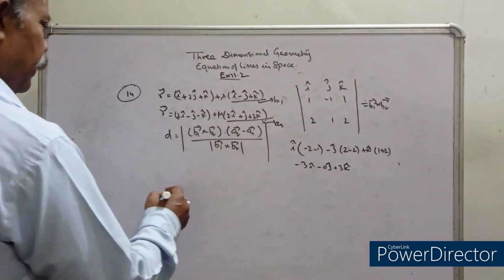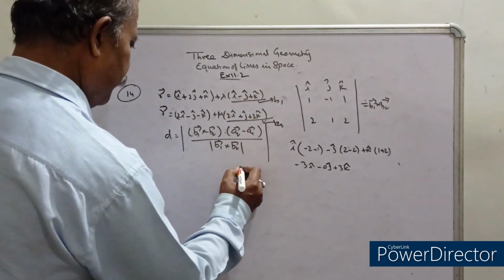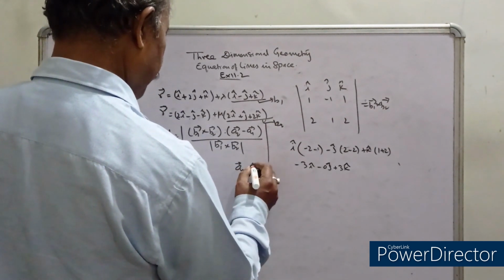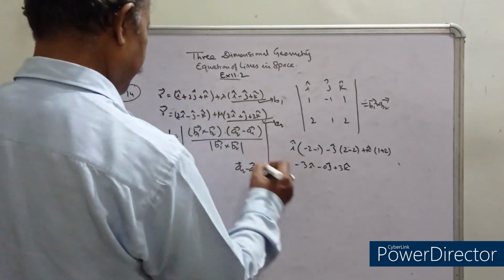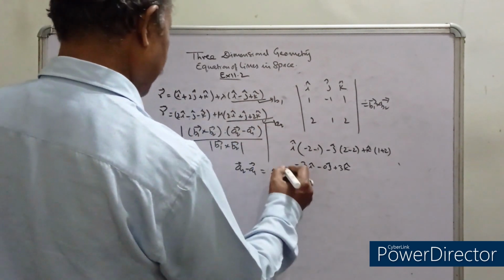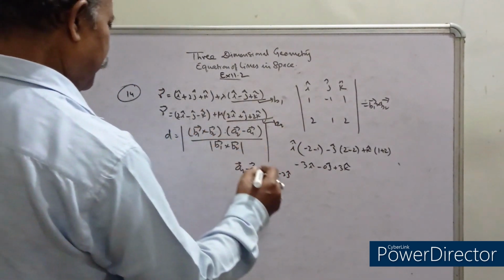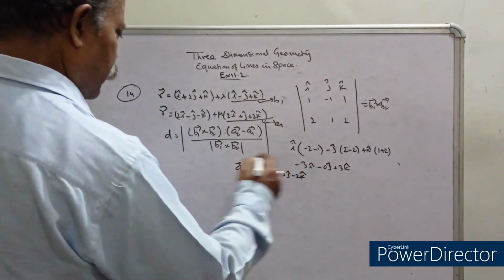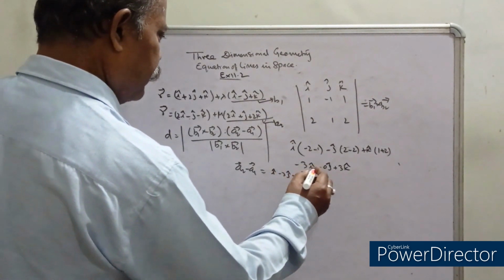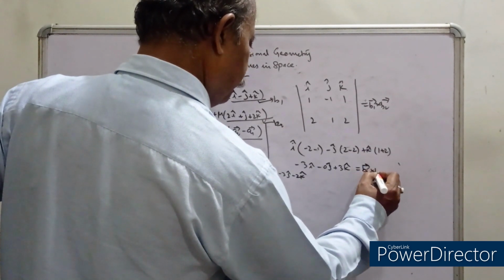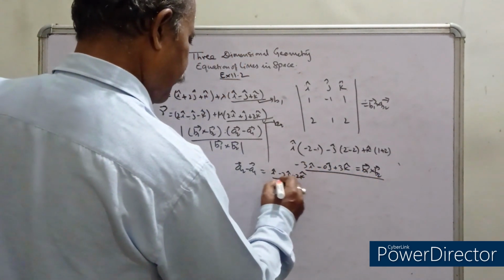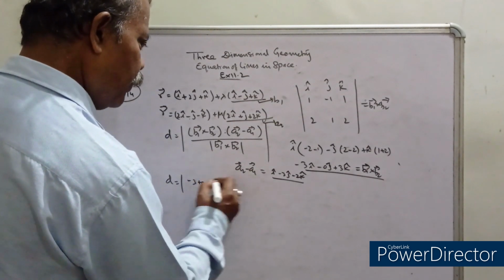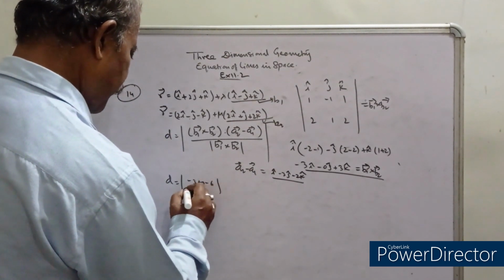Now a2 minus a1 is this vector minus this vector, so it is 2 minus 1 i cap, minus minus 3 j cap, and minus minus 2 k cap. Now d will be equal to the dot product of b1 vector cross b2 vector with this. So minus 3 times 1, 0, and minus 2 times 3, giving minus 6, divided by the modulus of this.